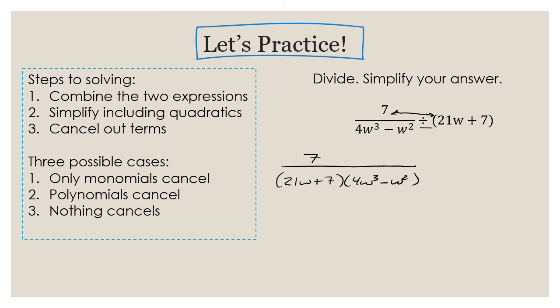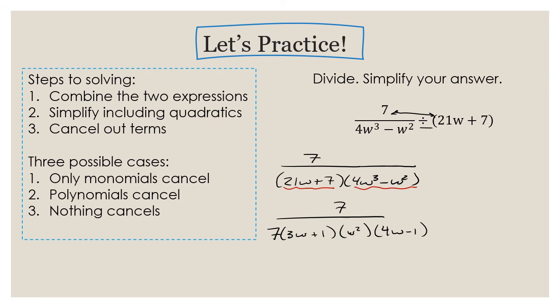Simplify including quadratics. So notice here that this can be simplified and this can be simplified. On this first one, 21w and 7 share 7 because 21 is divisible by 7. On the second one, 4w cubed and w squared both share a w squared. So I'm going to pull both of those things out. So I get 7, and then what am I left with? 3w plus 1. And then over here I'm going to pull out a w squared, and I'm left with 4w minus 1.